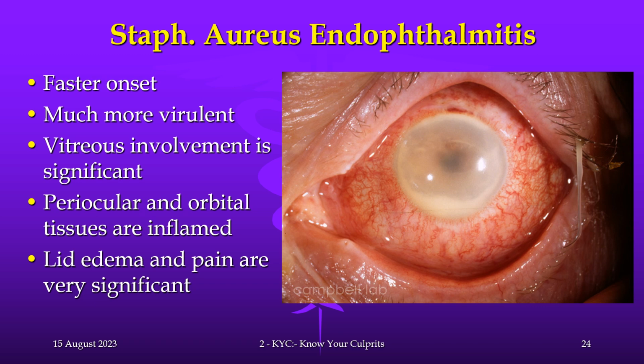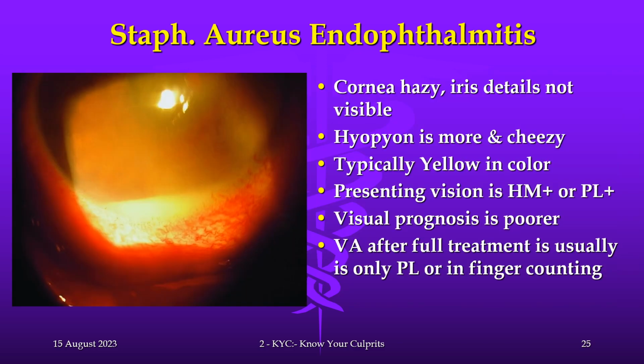Because coagulase positive Staph aureus produces so much exotoxins and coagulase enzymes, the endophthalmitis caused by it is of faster onset, which is much more virulent. Vitreous involvement is significant, periocular and orbital tissues are inflamed, and lid edema and pain are very significant. Cornea is hazy and edematous, the aqueous is flared, iris details are not visible, hypopyon is more and more cheesy, typically yellow or golden yellow in color, presenting vision is hand movements or PL, visual prognosis is poorer, visual acuity even after full treatment is usually only PL plus or finger counting.